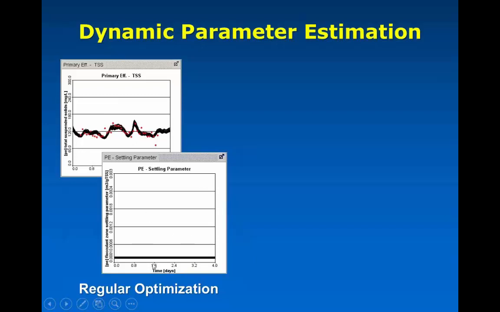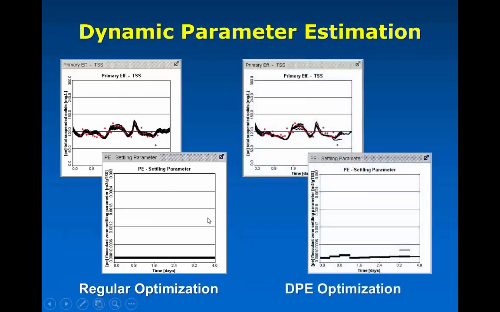But this was done with a regular optimization. This value down here at the bottom is essentially the value of the settling parameter that optimized it. We ran it, and we did that calibration. We used the optimizer tool. This is the value of the settling parameter. It gives us the absolute best fit that we can get for these data points that are shown. This is in contrast to doing the same thing with DPE.